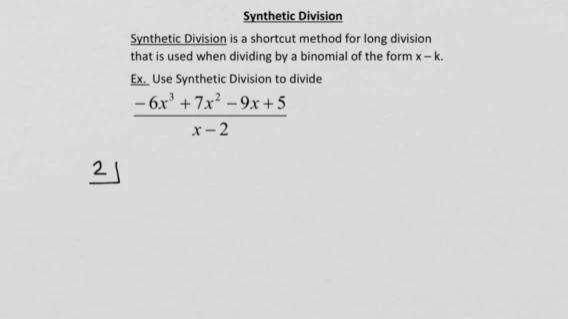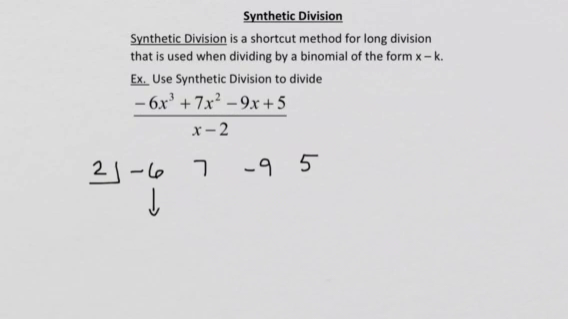Off to the side, we'll use the coefficients of the numerator. A coefficient is the number in front of the variables. So in this problem, the coefficients are negative 6, 7, negative 9, and 5. We want to be sure that we write these coefficients in the order that we see here, where the powers are given from highest power to lowest power, 3, 2, 1, none, where each power is represented. So negative 6 is our coefficient, 7 is a coefficient, negative 9, and 5.